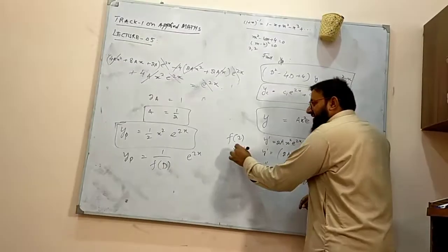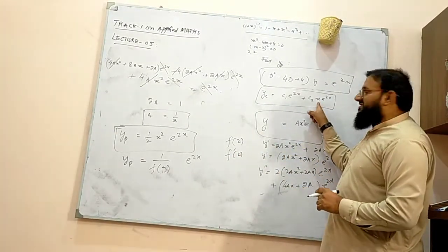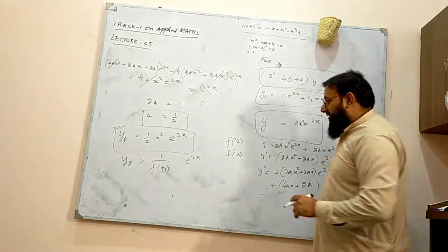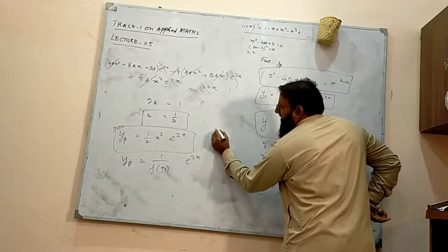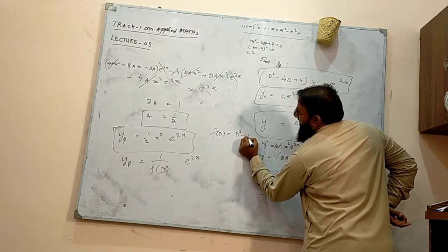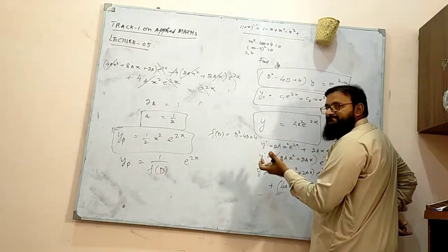Okay, and f prime of 2 will also be 0, because this thing also appears twice. So you have to find the double derivative and then put in your answer. So we can check this. What is f of d? f of d is d square minus 4d plus 4. If I put 2 here, that's going to be 0.